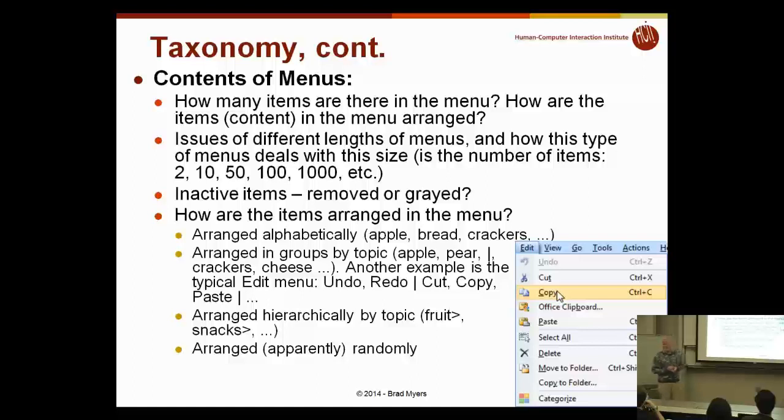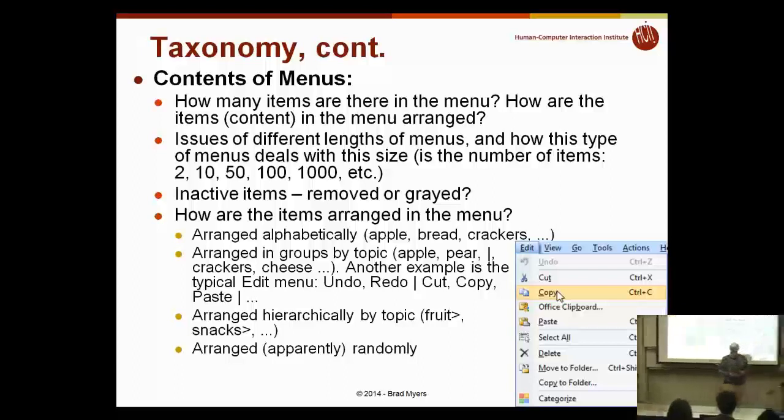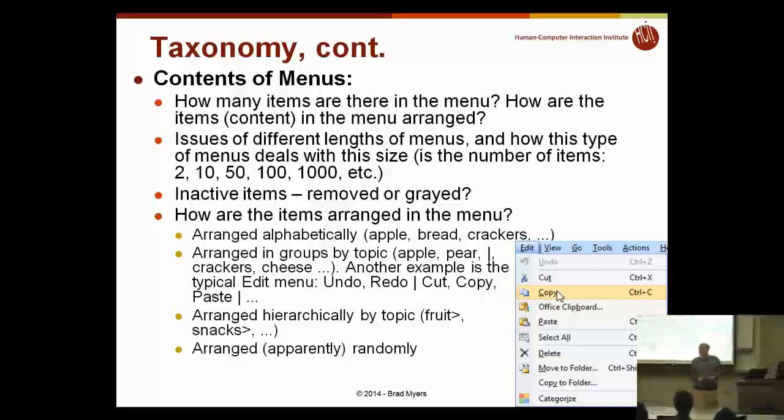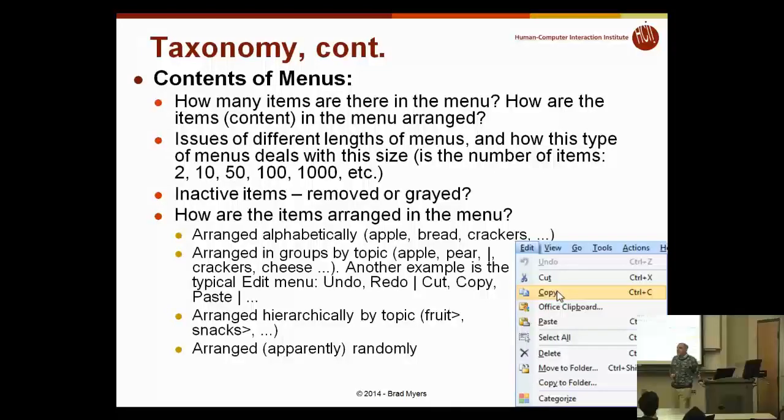So what's an advantage of just removing things that are not valid? They're not relevant. Faster selection. So generally the time to select is a linear dependency on the distance you have to go, as we learned from Fitts' law. So if you have many fewer items, you'd have a smaller distance. What else? Somebody else.